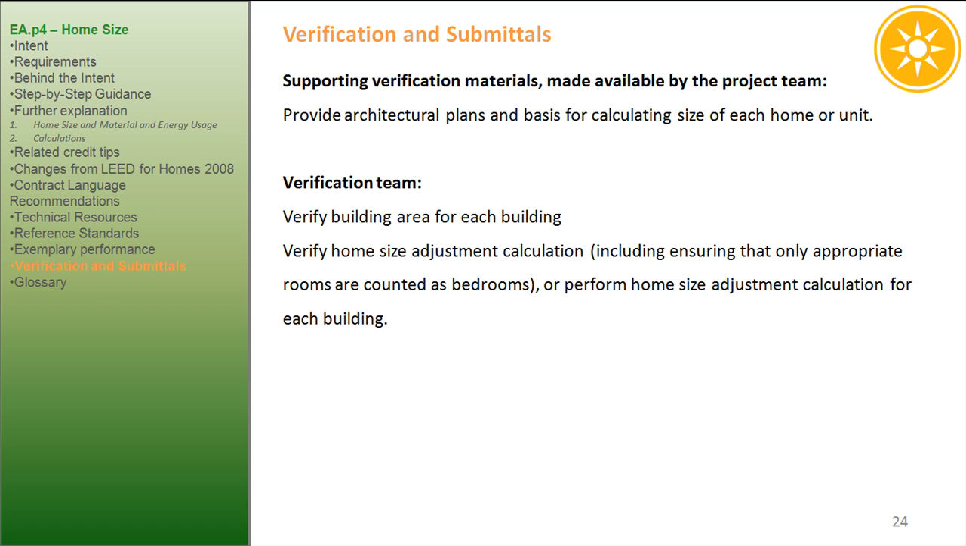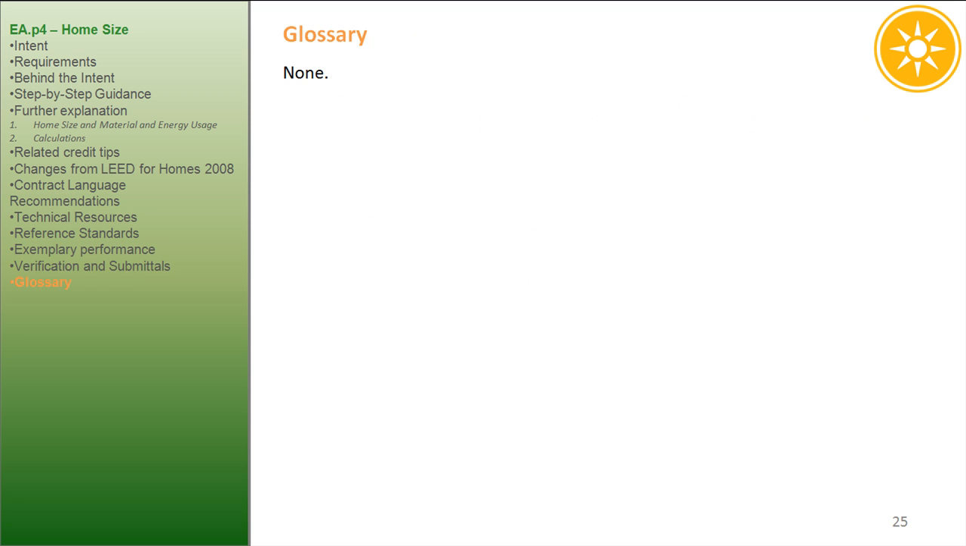Verification and submittals. Supporting verification materials, made available by the project team: provide architectural plans and basis for calculating size of each home or unit. Verification team: verify building area for each building. Verify home size adjustment calculation, including ensuring that only appropriate rooms are counted as bedrooms, or perform home size adjustment calculation for each building. Glossary. None.